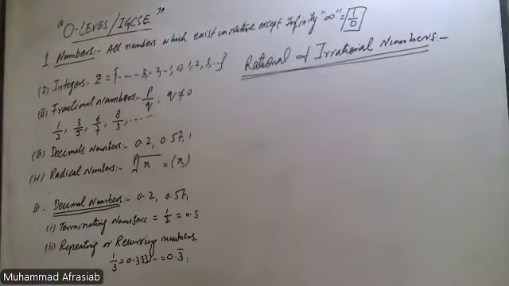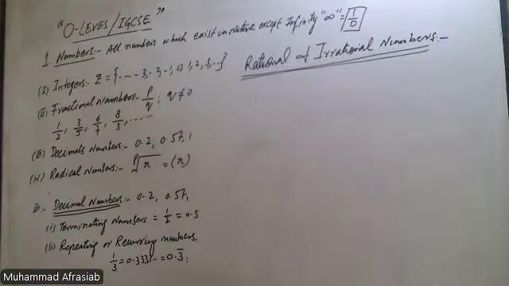Our topic today is the rational numbers and the irrational numbers. As we have already defined, all the terminating numbers and the repeating numbers are recurring numbers. Now I will explain it on the basis of these, the rationals and the irrational numbers.